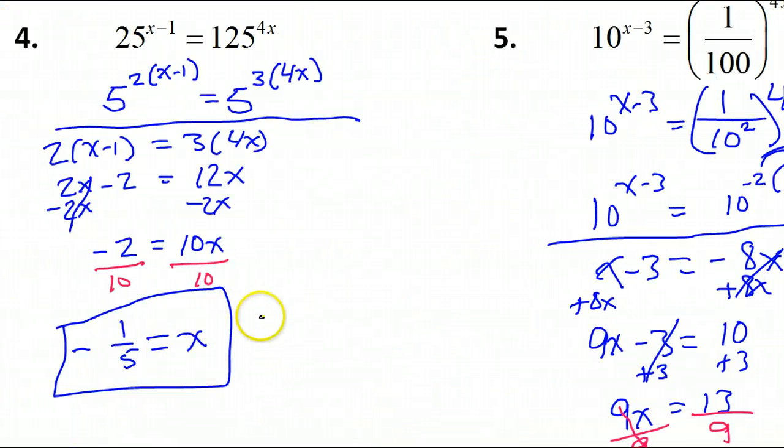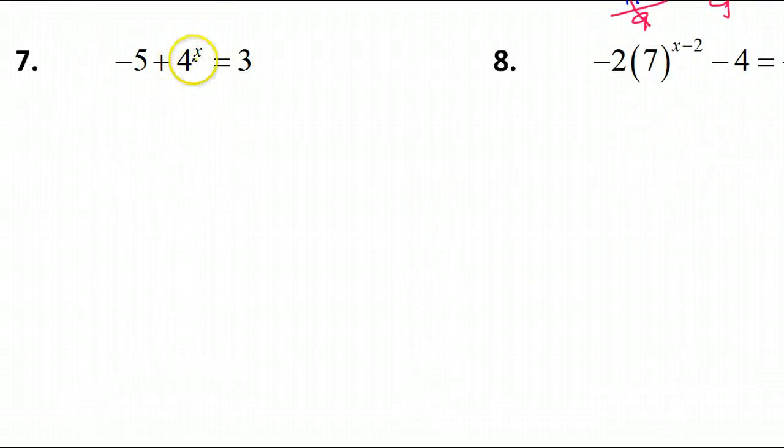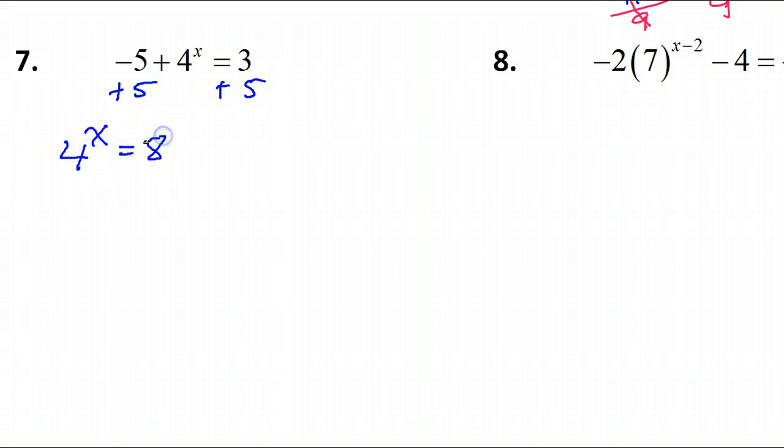All right, how about number 7? All right, once again, we have to get the base power by itself. So let us add 5x to both sides first. So that's going to give us 4 to the x power is equal to 8. Now, we can do the common base here. Okay, I could do log form as well. Maybe I should show this one both ways. So I think I will. I'm going to do this one both ways.